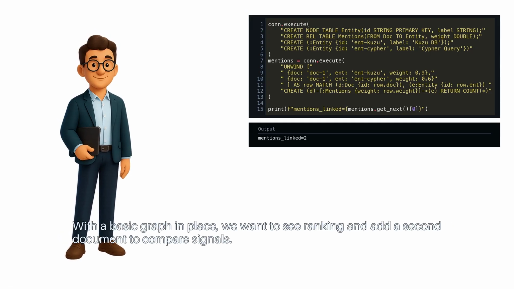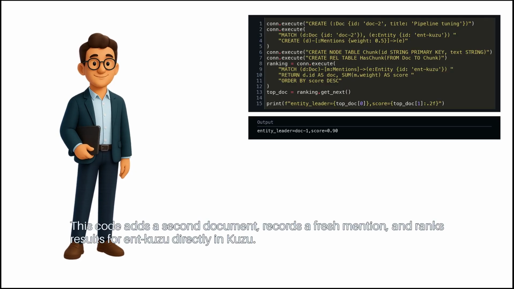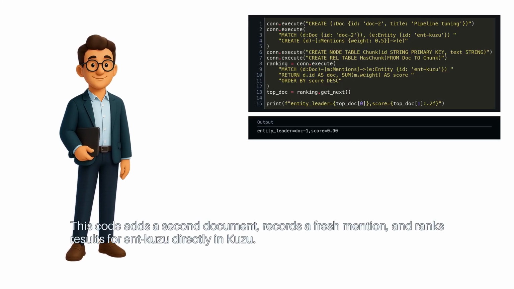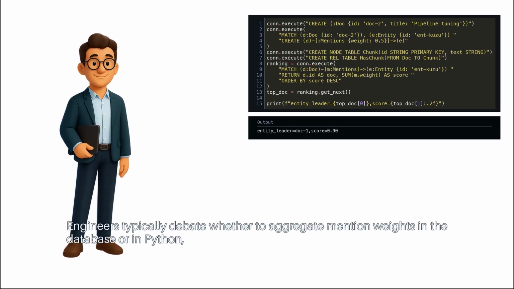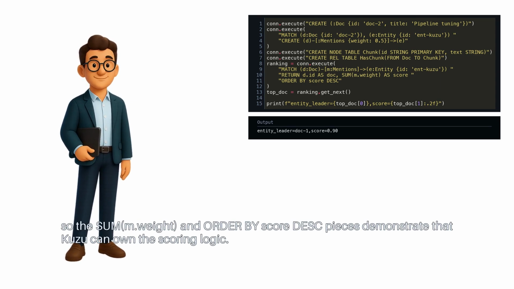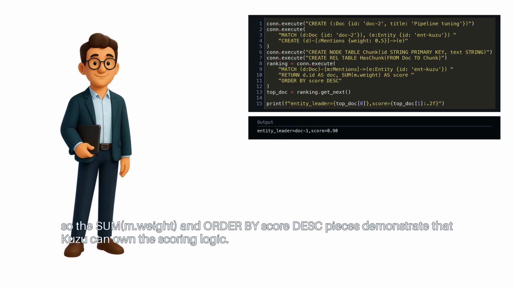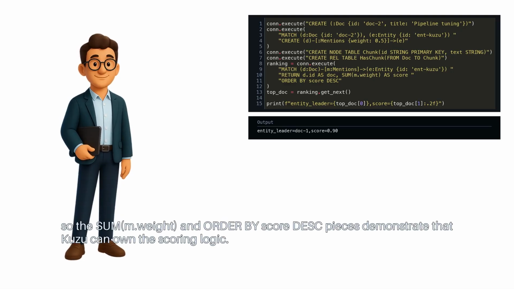With a basic graph in place, we want to see ranking and add a second document to compare signals. This code adds a second document, records a fresh mention, and ranks results for ent_Kuzu directly in Kuzu. Engineers typically debate whether to aggregate mention weights in the database or in Python. So the sum m.weight and order by score DESC pieces demonstrate that Kuzu can own the scoring logic.